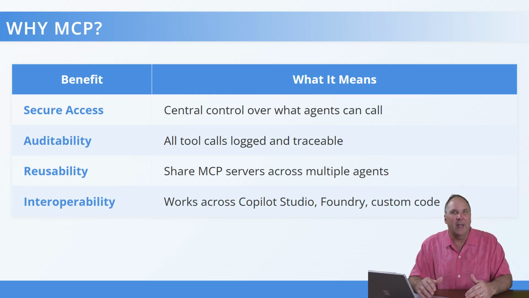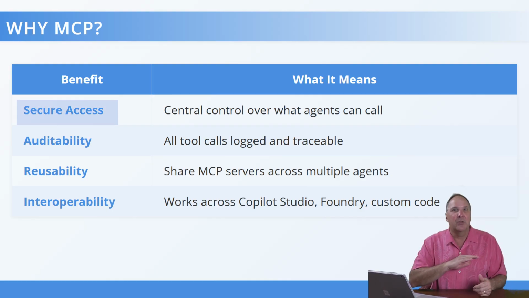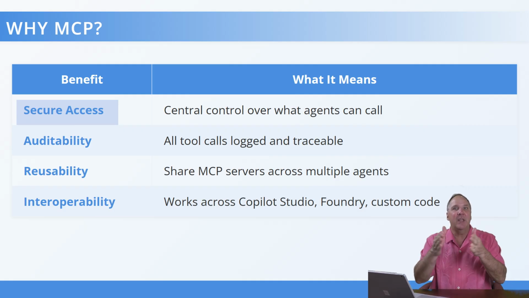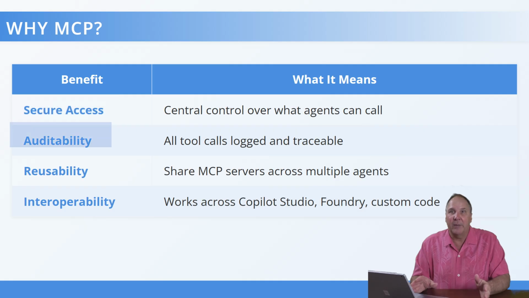Why is this better than direct API calls? Well, a few reasons. One, secure access. You have central control over what agents can call. Instead of the agents reaching out to random endpoints, everything goes through your MCP server, which is governed. Next, auditability. All tool calls are logged and traceable. When the compliance team asks, what did the agent access, you'll have the answer.